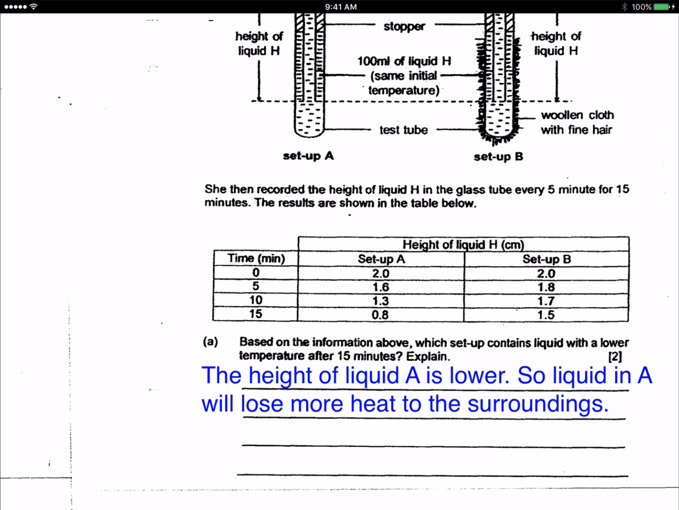So the height of this liquid A is lower. This one will be lower. Why? Because it loses more heat to the surrounding. Remember, every time I talk about temperature going up or going down, it is about losing heat.